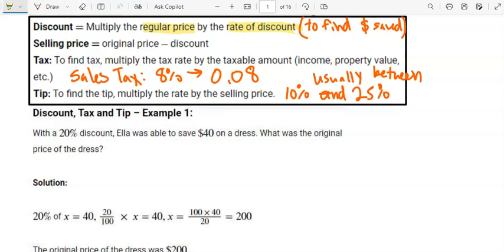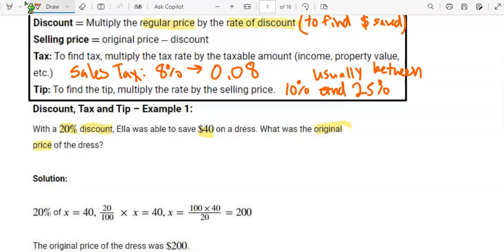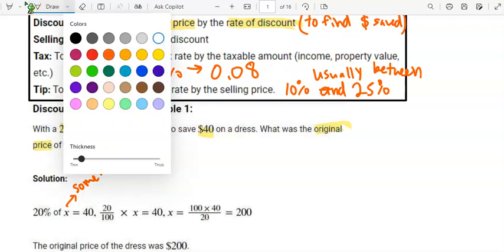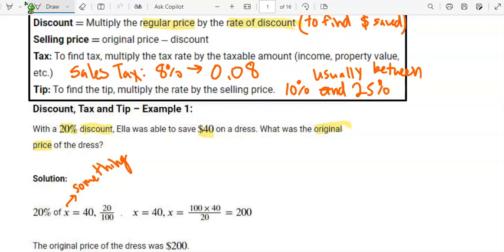Discount, tax, and tip example 1. With a 20% discount, Ella was able to save $40 on a dress. What was the original price of the dress? Solution. 20% of something equals 40. We have 20 over 100 times something equals 40. Let's remove that multiplication sign. Remember, in algebra, we don't want to show that sign unless it was scientific notation.